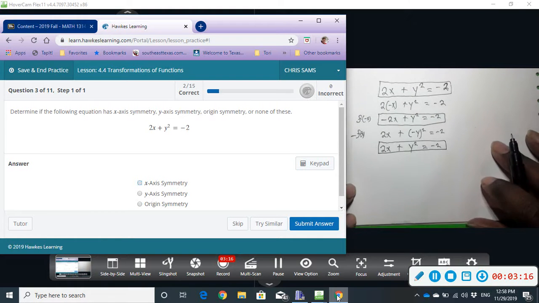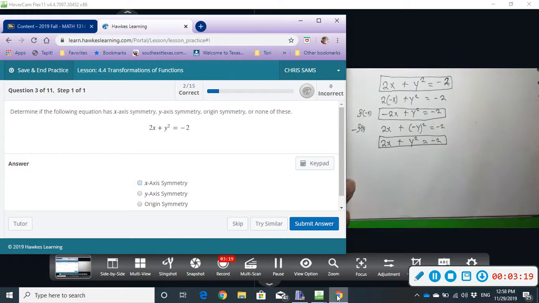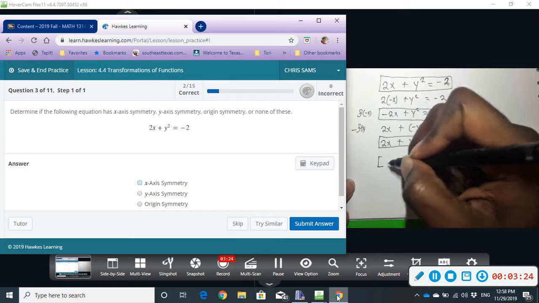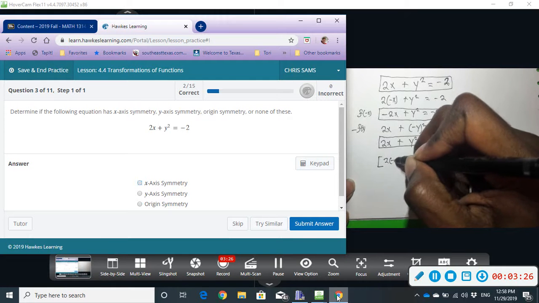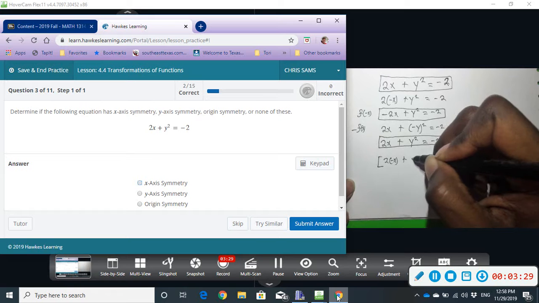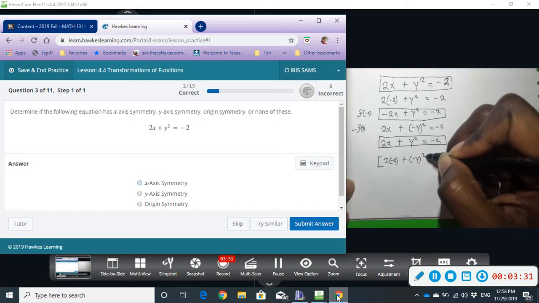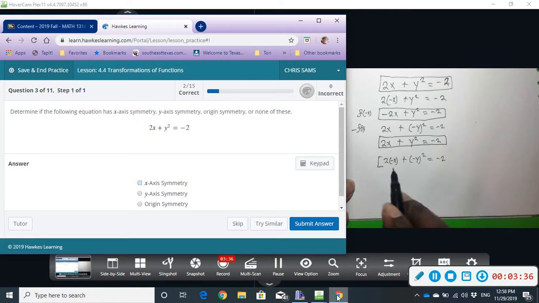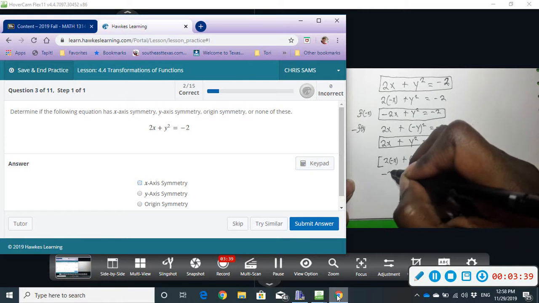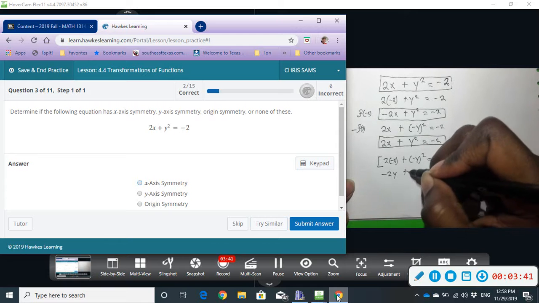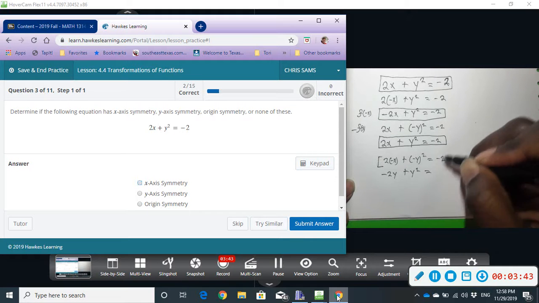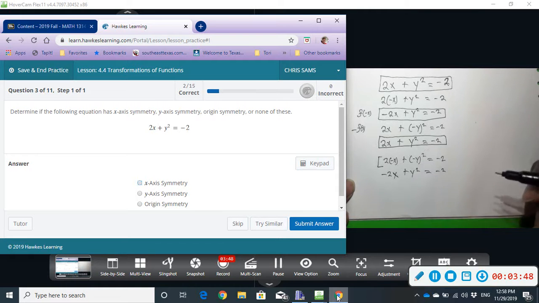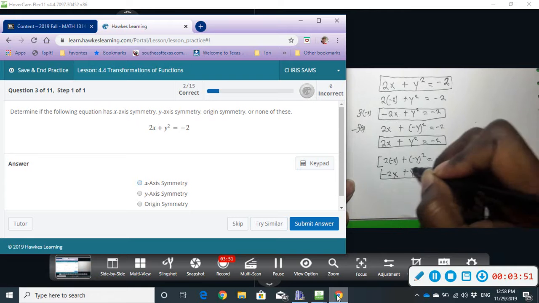And then the third one, origin. When we have a function, you make both x and y negative. Okay, so this time we're going to do 2 times negative x plus negative y squared equals negative 2. Simplifying, we end up with negative 2x plus y squared equals negative 2. So this is what we get for the third one.